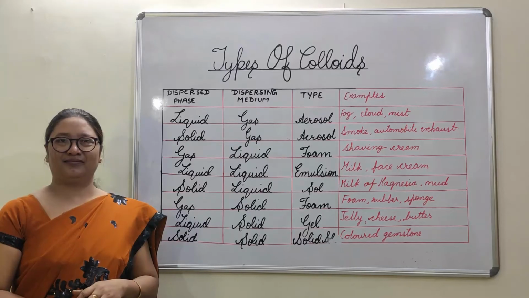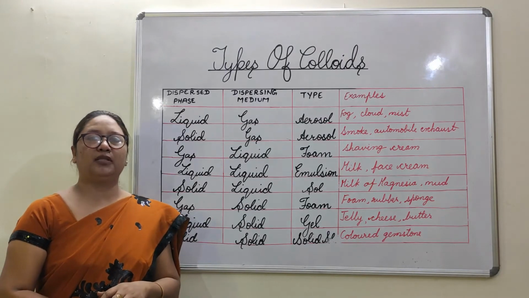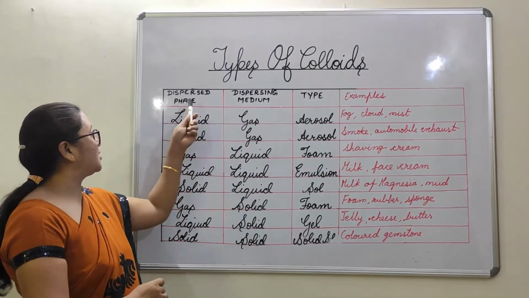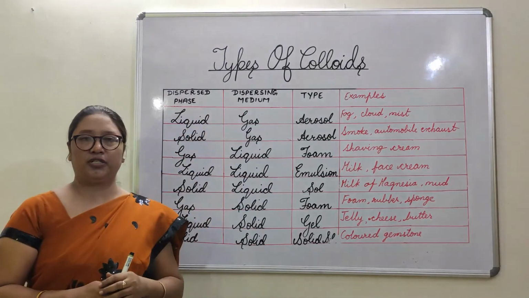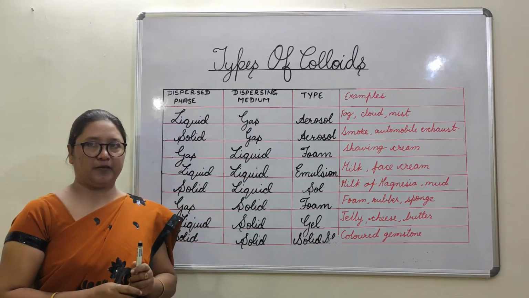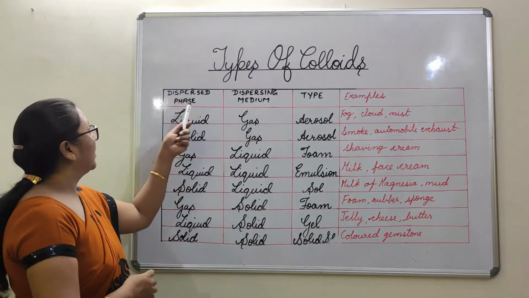Now, depending upon the physical state of dispersed phase and dispersing medium, colloidal solutions are classified into various types. Let's see what those are.